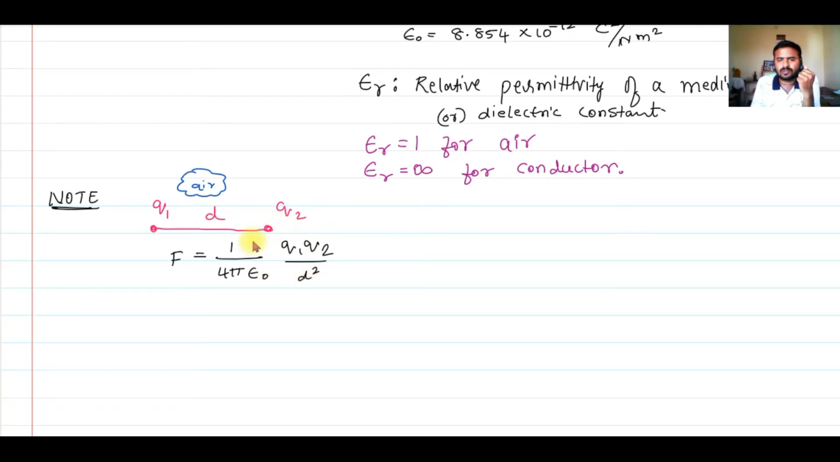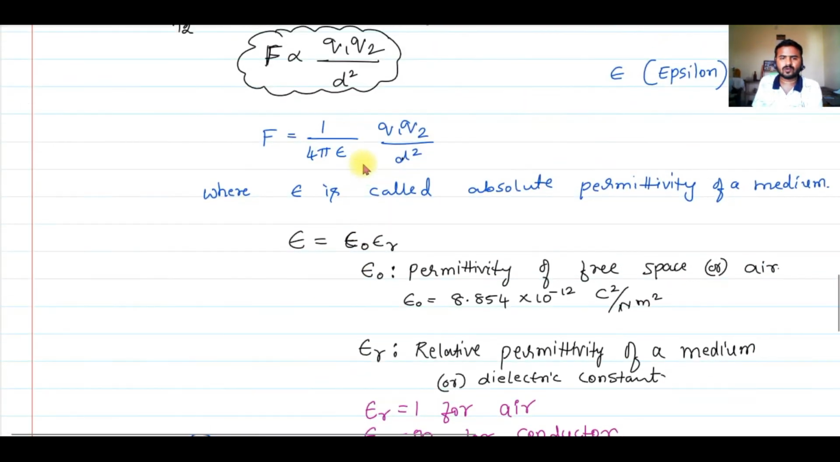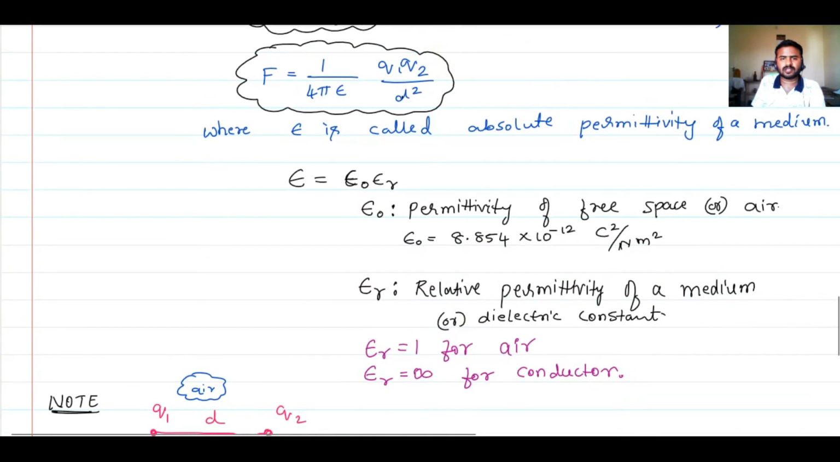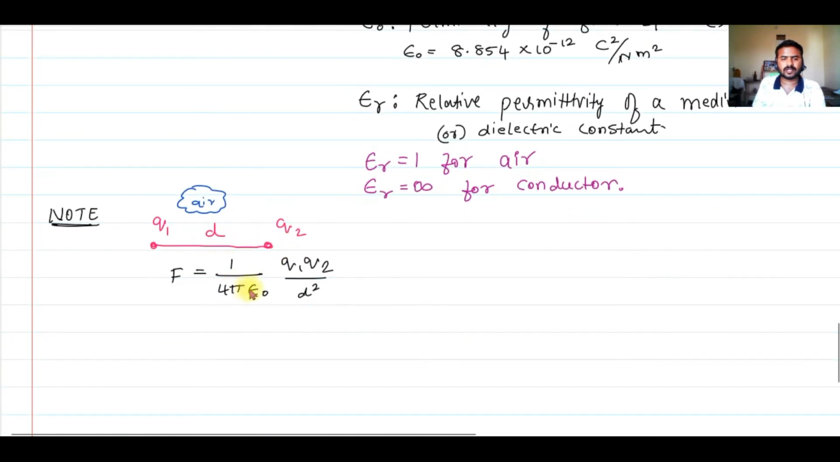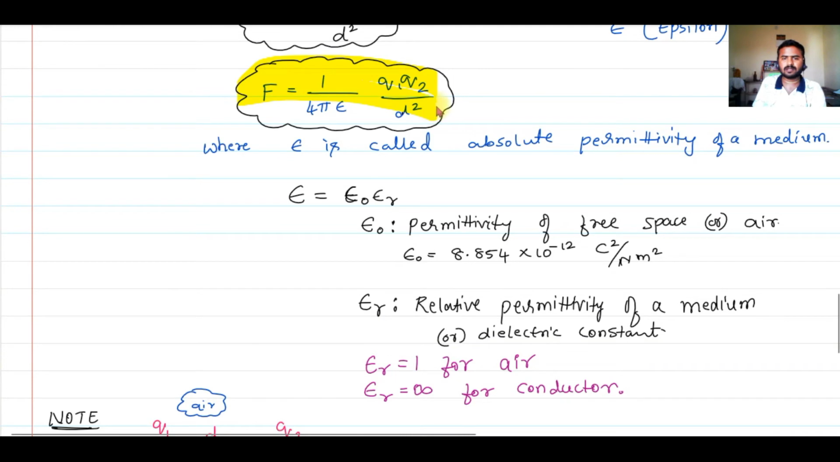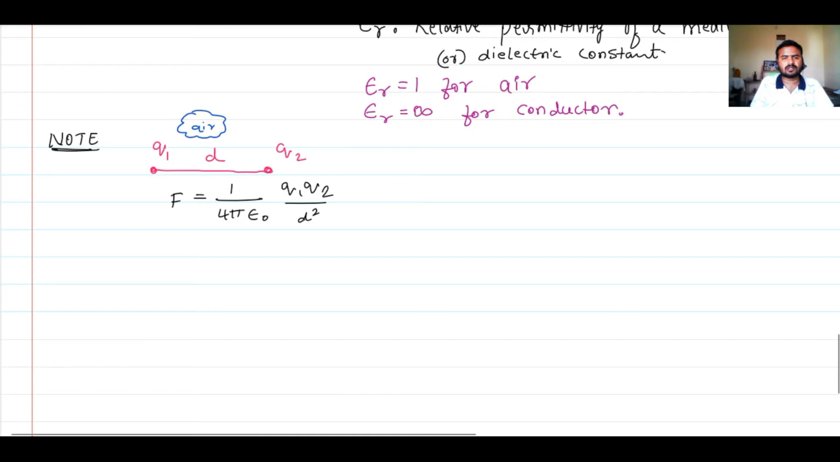Why did I not write epsilon r here? Because the formula is 1 divided by 4 pi epsilon q1 q2 divided by d square. That epsilon is further equal to epsilon naught into epsilon r, whereas epsilon r is 1 for air medium. So therefore I have just written 1 by 4 pi epsilon naught q1 q2 by d square. I did not write epsilon r here because I have kept these two charges in air medium. Let me also highlight, this is a very important formula. This is nothing but the force between two charges in air medium.